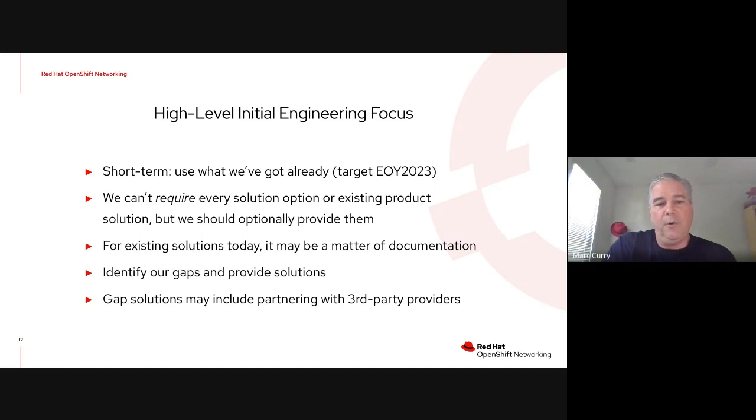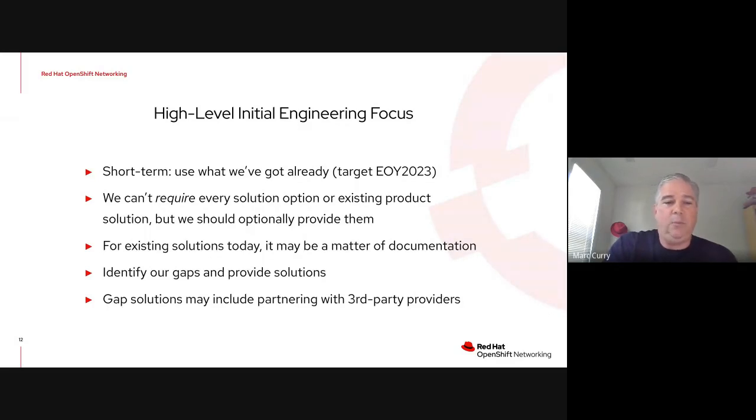So for existing solutions today, it might literally be just a matter of documentation. Here's how to use all the capabilities we have. Here's some more information about them. Here's how to configure them, and here's some caveats and other considerations. After that first initial documentation effort, and literally it might end up being more like just a chapter of our product documentation, so a fully supported implementation how-to and pathway.